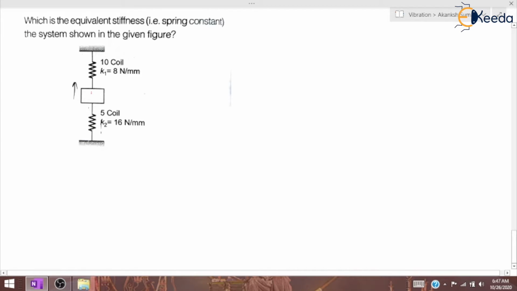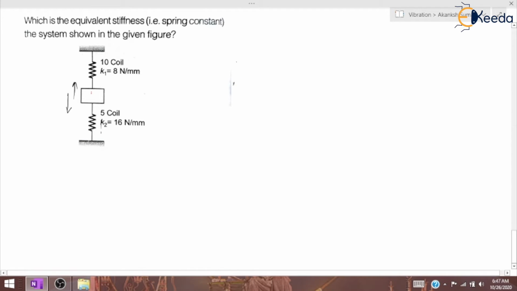That means the extension of the lower spring would be the compression of the top spring. If the block moves in the downward direction, the extension of the upper spring will be equal to the compression of the lower spring. So like that, there will be equal deflections in the springs. So we can say this is a parallel type connection.